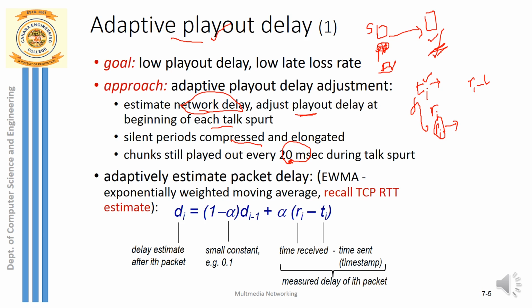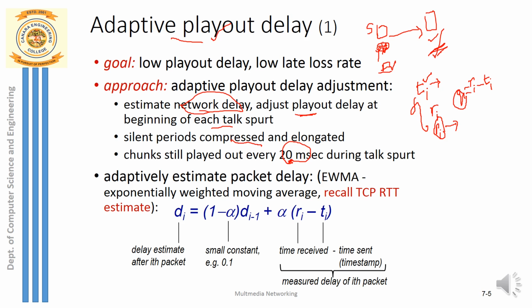So what is Ri minus Ti? The time at which the receiver is receiving the packet and the time at which the sender is generating the packet. That gap, Ri minus Ti, we call a delay, and we can denote that delay as Q. Now it is this delay Q whose average we have to calculate.